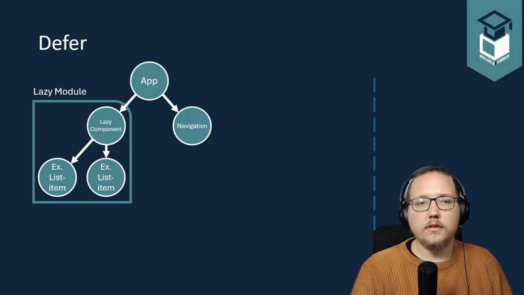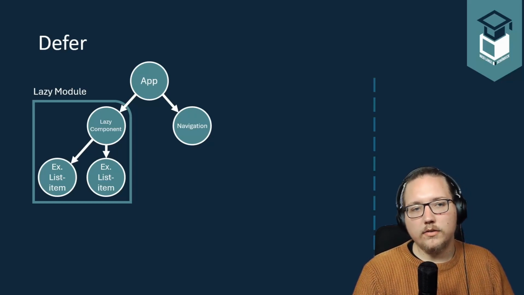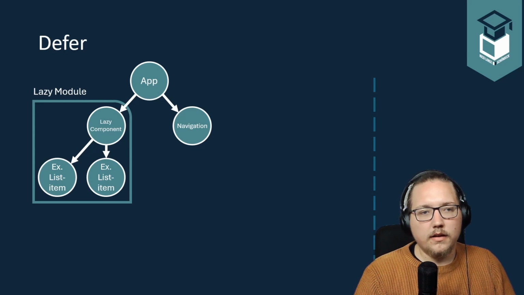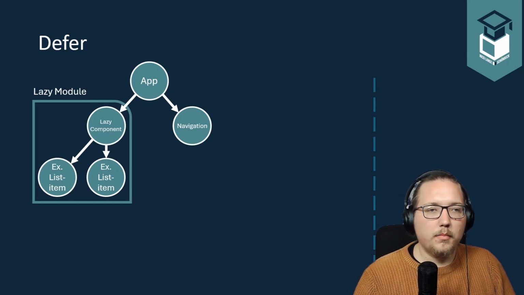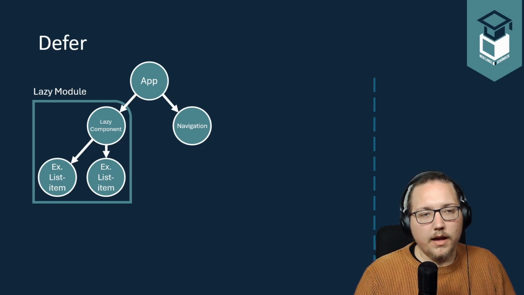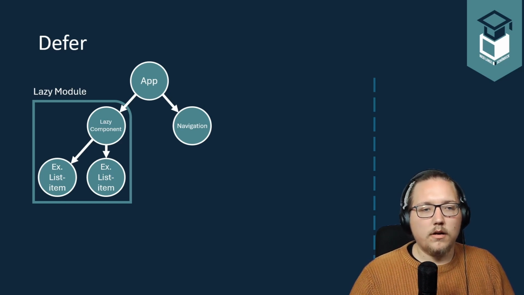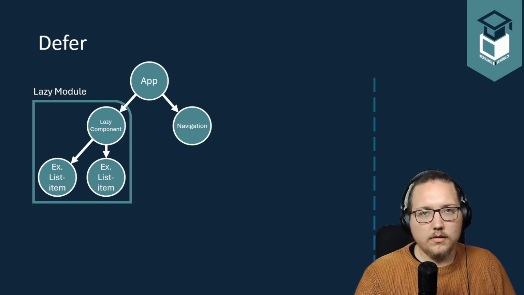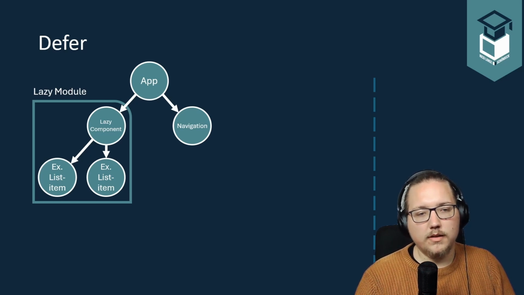Let us continue with the defer. Here you can see initially a graph of an example application. We have the app, that's the app component, that's the source of everything. We have a component navigation that is part of the app. And we have a component and a separate module for the lazy component, and with the lazy component also, for example, list items, which means a list item component.